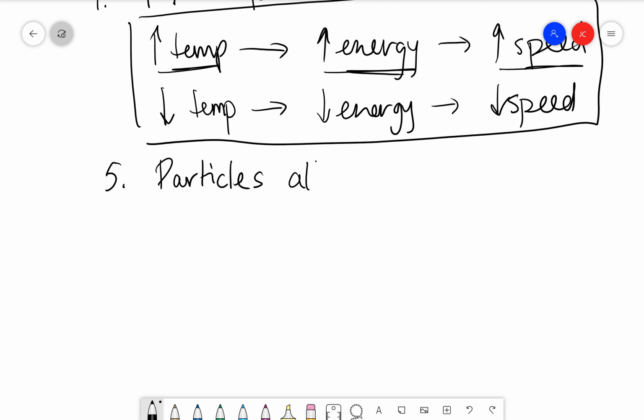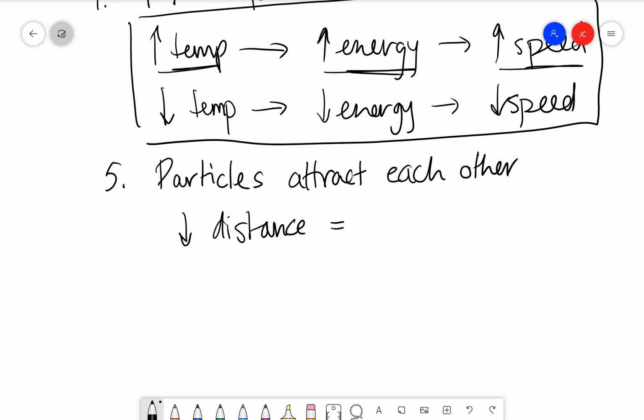And finally, number 5, particles attract each other. And we know all about this. There are bonds that form, and they really have all sorts of laws and things on how they attract and how they form compounds and so on. And we don't need to worry about any of these. This is a very general statement. Particles attract each other. Also, smaller the distance between particles equals a greater attraction.